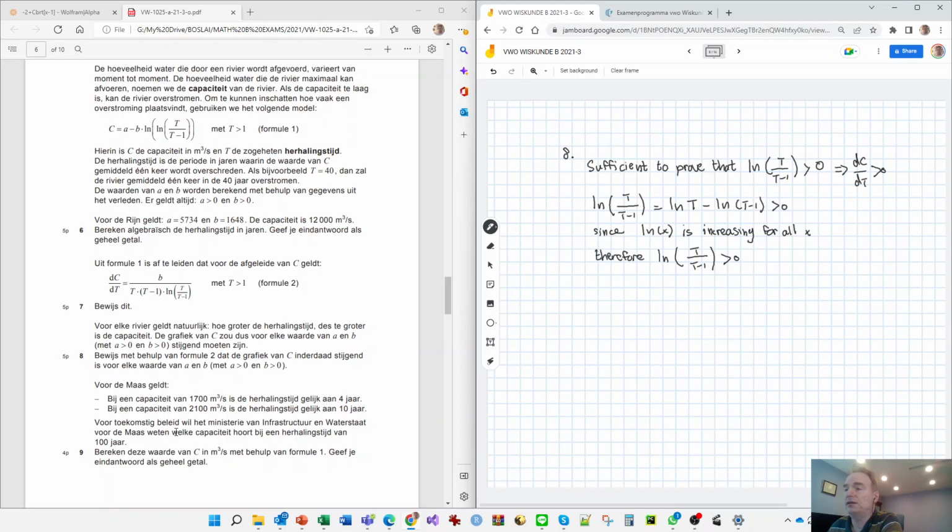they want to know for which capacity the repeat time will be 100 years. I guess they have some means to increase the capacity. And then they ask us to calculate what capacity that is.